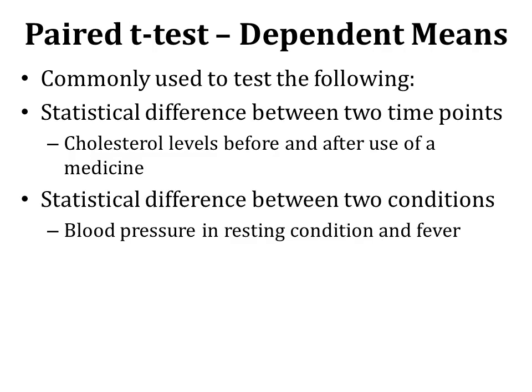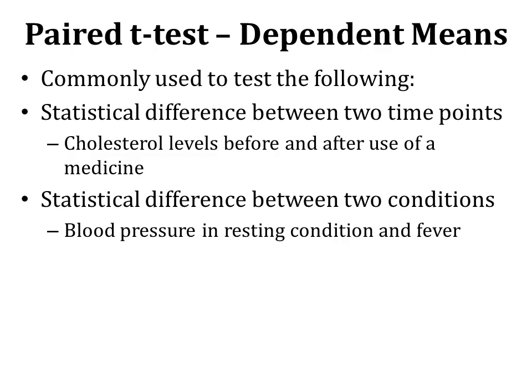Then this test is also used to test the statistical difference between two conditions. For example, blood pressure in resting condition and in fever. If we have individuals and we want to see whether there is a difference in their blood pressure when they are in a resting healthy condition or when they are in fever, we measure their blood pressure in the resting healthy condition, and then take readings when they are suffering from high fever. If we want to know whether there is a significant difference in the mean values of blood pressure in both conditions, we can apply the paired t-test.